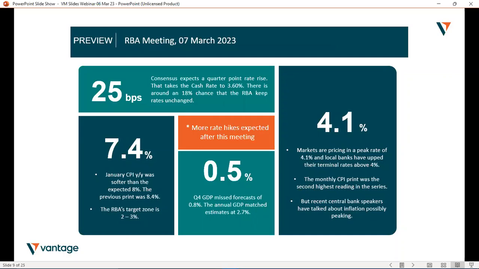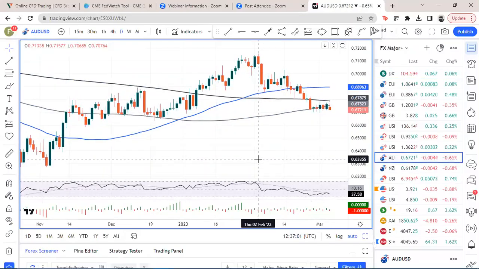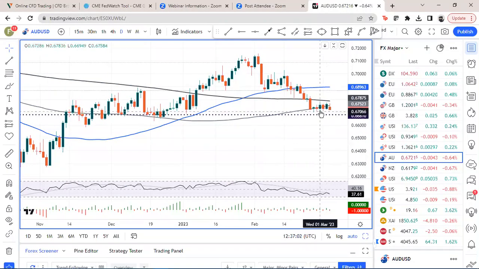Interesting for the RBA. If we just pull up the Aussie dollar chart. Yes, well, interesting, sort of tracking sideways. You can see quite a few days now, sort of clinging on to the 100-day moving average. That's at 67.52. The 200-day moving average capping upside, really, that's at 67.87. So potentially we do roll over, possibly.